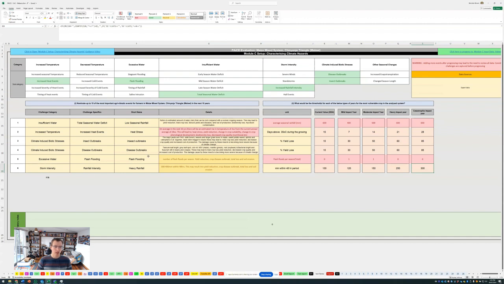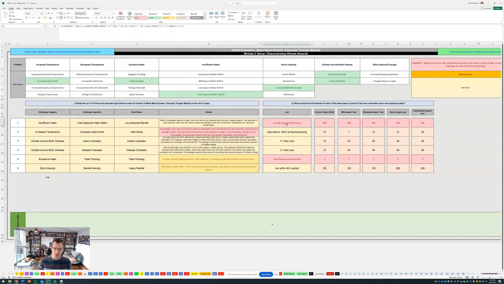Please check. The main issue is that we still have some issues with the C- module. In terms of the C module, there's still a few things to address. I'll put them in red boxes. This first one is around insufficient water, low seasonal rainfall. You've got the unit's average seasonal rainfall, but you've got it going up. So a catastrophic year has 600 millimeters of rainfall, and a mild year has 400 millimeters of rainfall. That's just excess water, not insufficient.